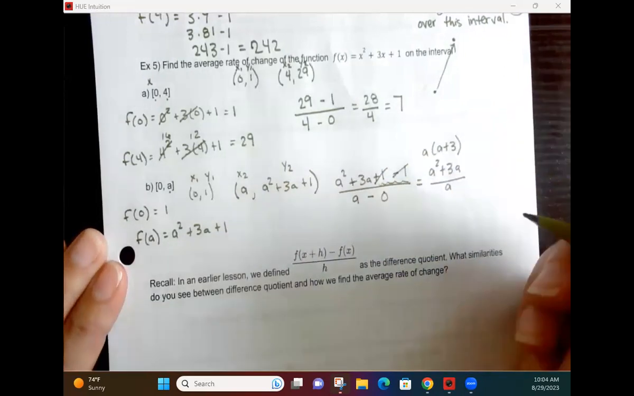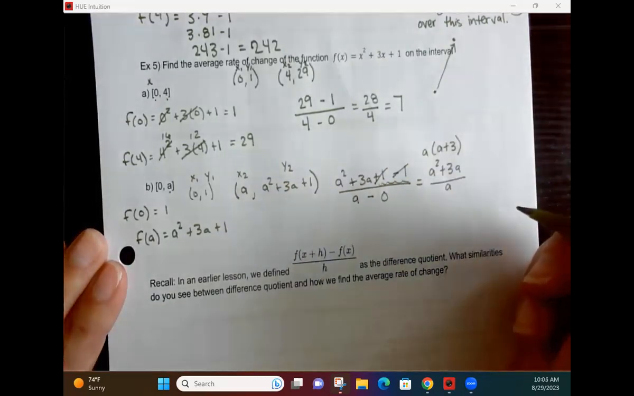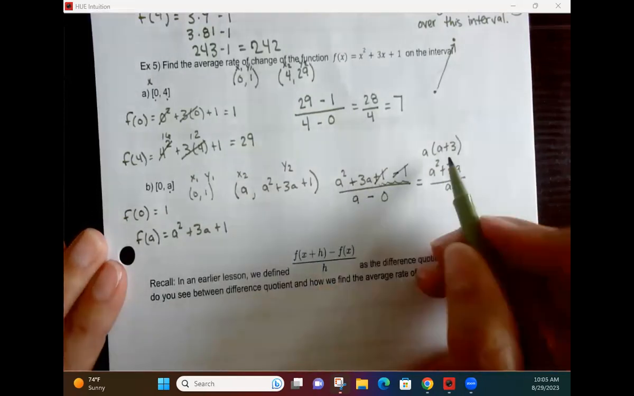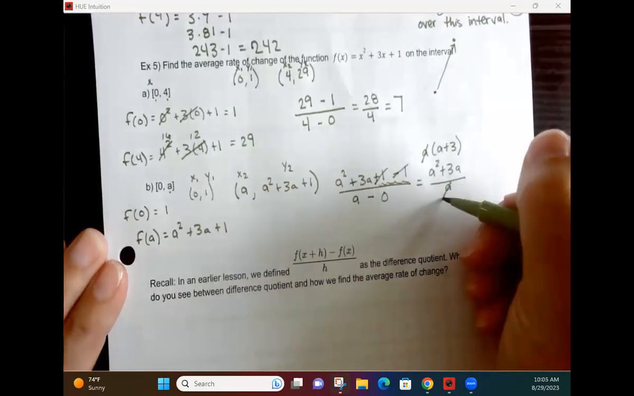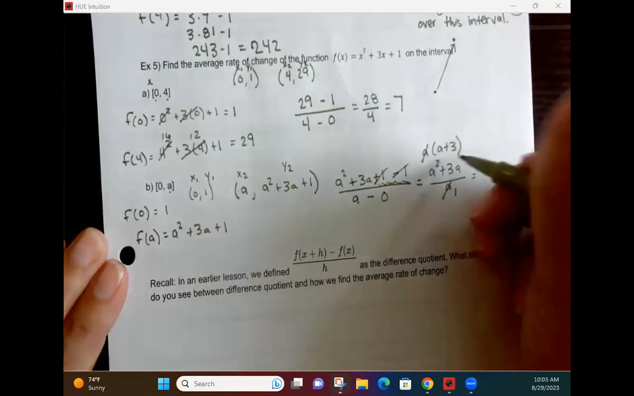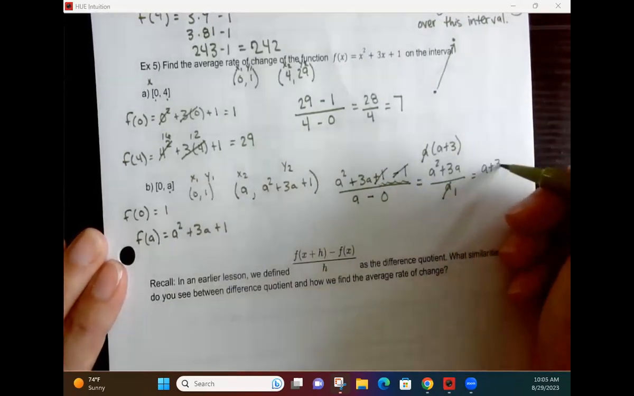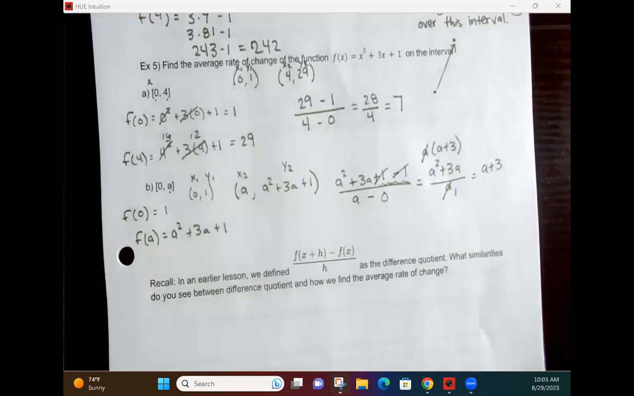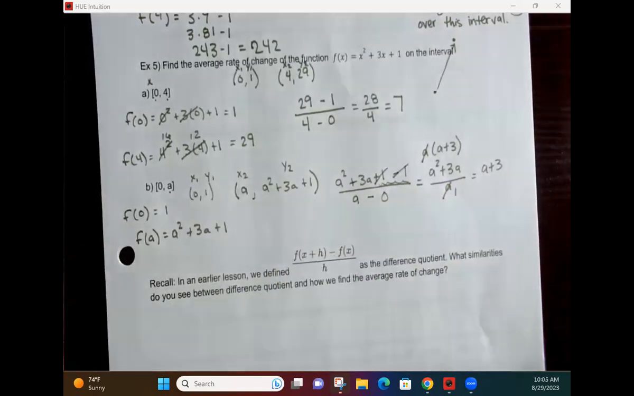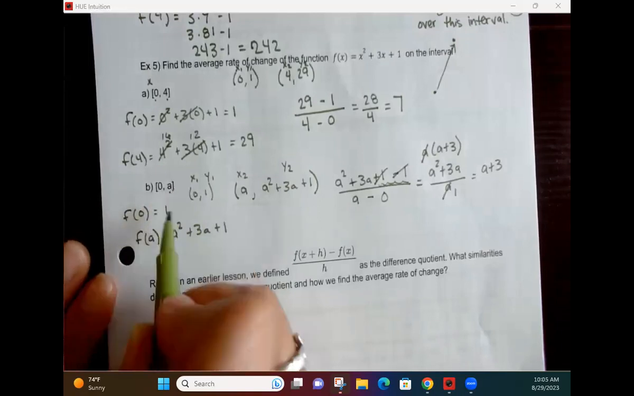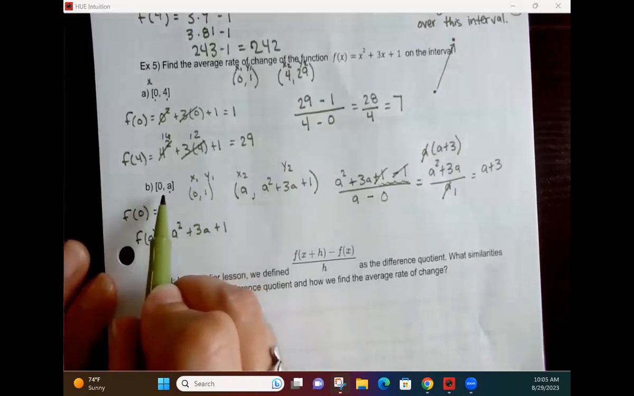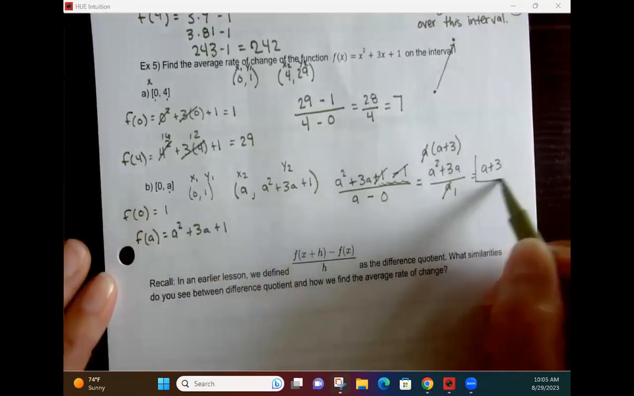Does this seem at all familiar from last week? We did something where we combined like terms, we factored stuff out last week as well. If it doesn't just yet, give it a second. So we would get a plus 3 over 1 there, which would just be a plus 3. So our average rate of change over the interval from 0 to a, meaning we could put in any number we want for a, can just be described as this.